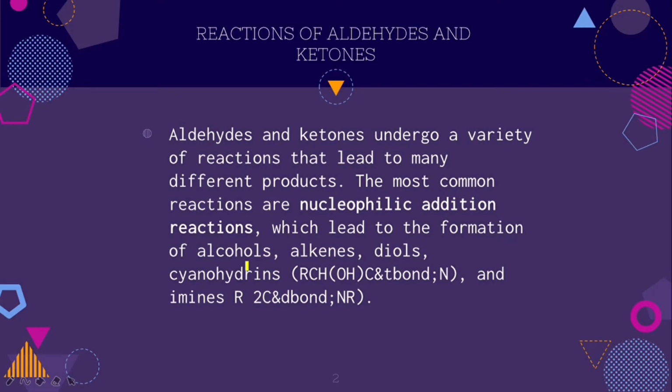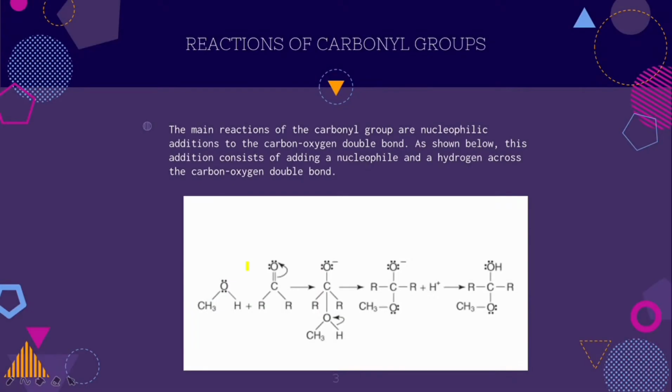Aldehydes and ketones undergo a variety of reactions that lead to many different products. The most common reactions are nucleophilic addition reactions, which lead to the formation of alcohols, alkenes, diols, cyanohydrins, and imines. Reactions of carbonyl groups. The main reactions of the carbonyl group are nucleophilic additions to the carbon-oxygen double bond. As shown below, this addition consists of adding a nucleophile and a hydrogen across the carbon-oxygen double bond.